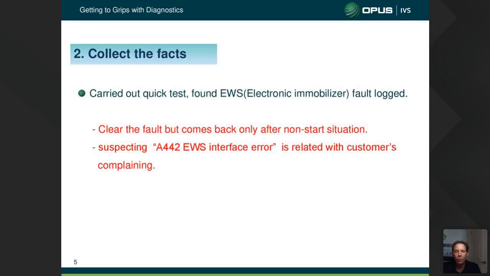So the fault code was A442 EWS interface error. Now, last week we talked about how BMW uses some different language, so does Volkswagen, so does Mercedes. And if I was to see that, I wouldn't have a clue what EWS interface error means. But luckily, I have a Suman in the box, and I can let him out whenever I need him.